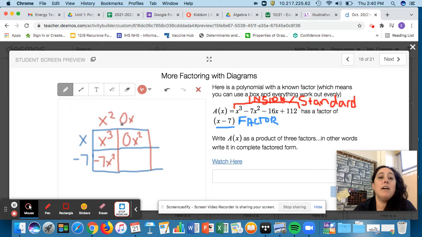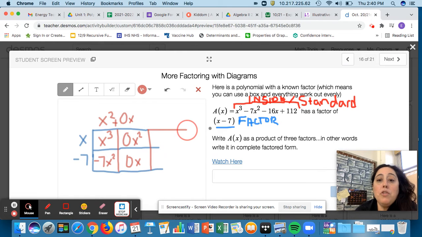Okay, so now let's just keep going. So I'll just say plus. Great. All right. So now 0x times negative 7. 0 times anything, right? It's still just going to give you 0. So I have 0. And again, just to keep the like terms, 0x, sure.